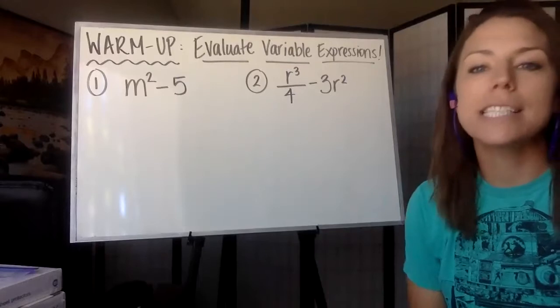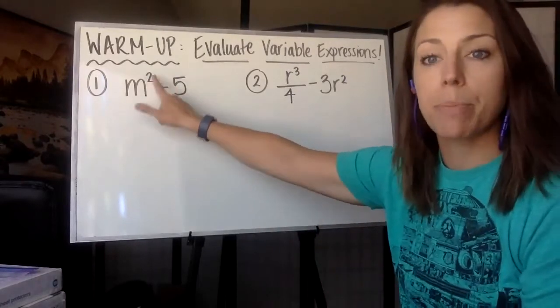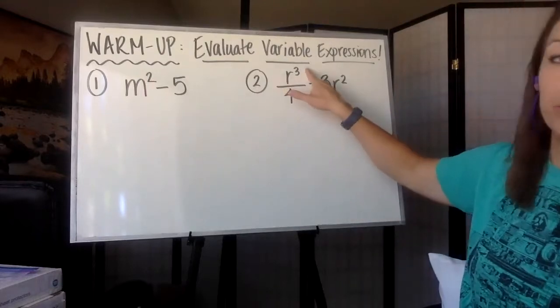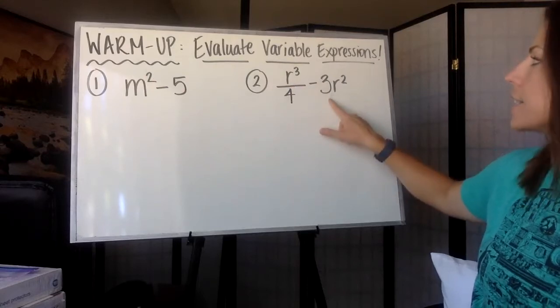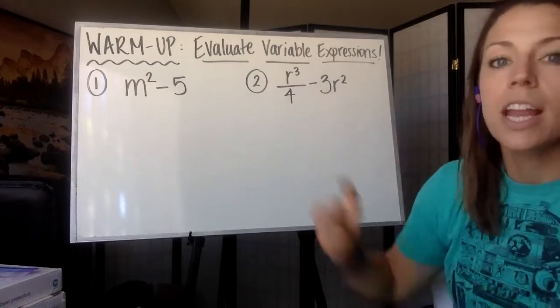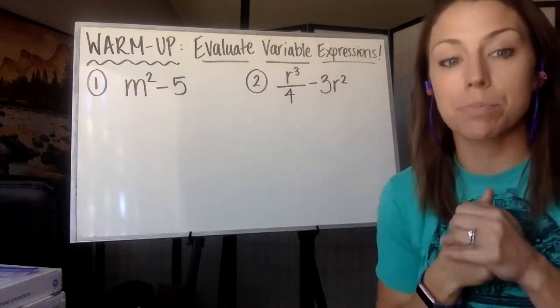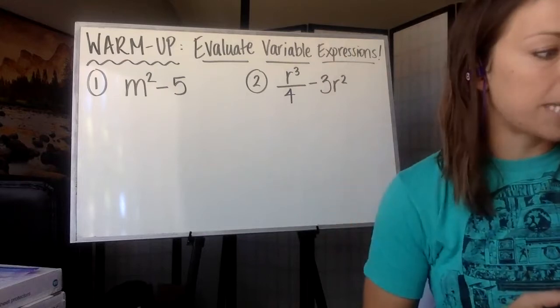Take a moment and write down these two problems. M squared, or m to the power of 2, minus 5 is number 1. And number 2, r cubed, or r to the power of 3, divided by 4 minus 3r squared. Now we are going to evaluate these variable expressions, so I will give you values to plug in for m and for r, but I want to talk about this for just a moment.